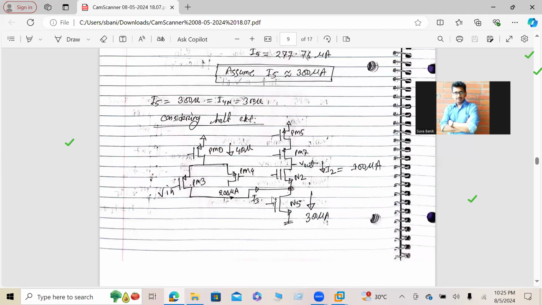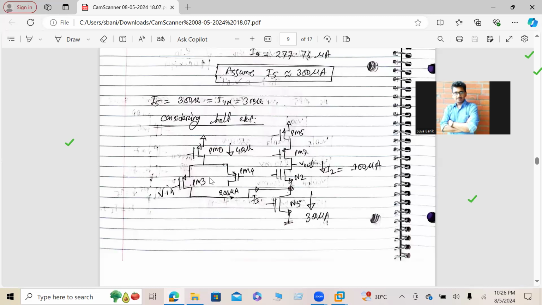Okay, now we need to split this current. We know the current is 300 microampere, so we need to design a circuit. I will design the differential pair such that it will provide 200 microampere, and I will design the top PMOS, PM5, PM7, and NMOS N2 such that they can carry 100 microampere. So my total current in N5 is 300 microampere. Now you can ask me why I allocate 200 microampere for the differential pair and 100 microampere for the cascode path. It's my intention. You can also assume a different value.